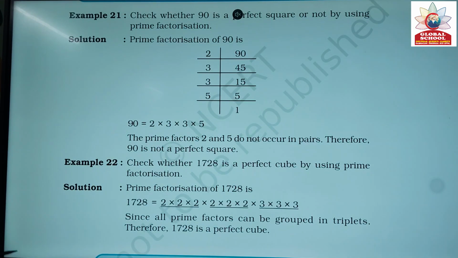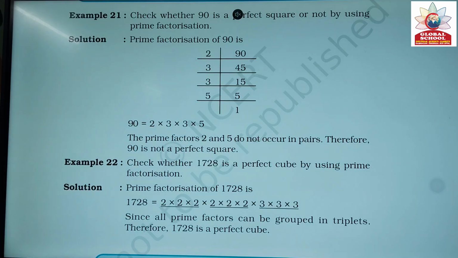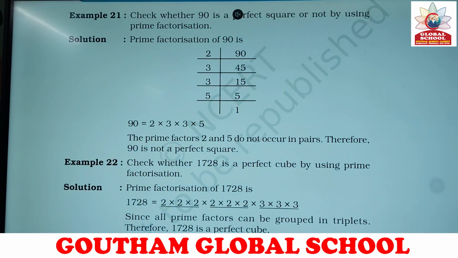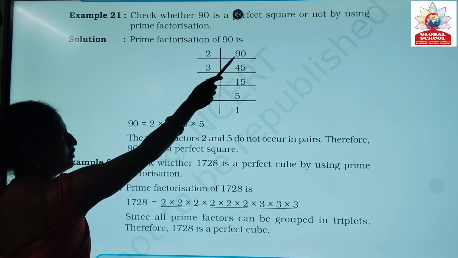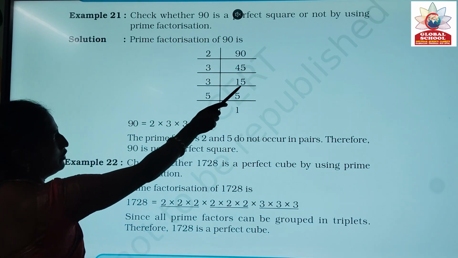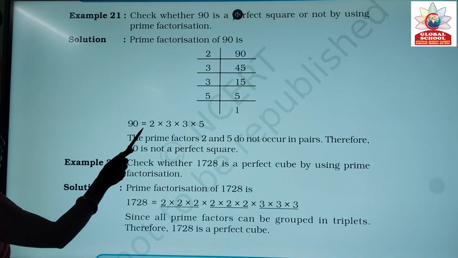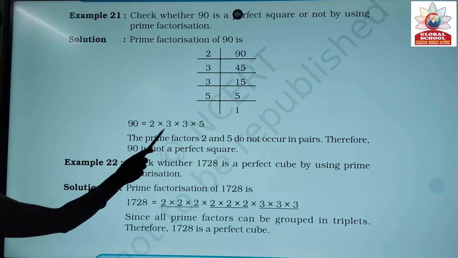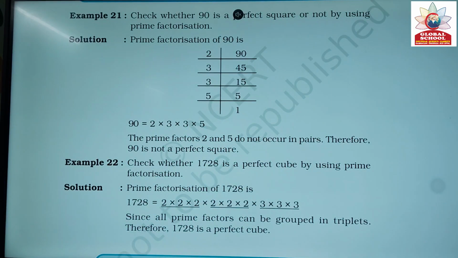Now we studied square and square roots, and on that we are solving some problems. See here, check whether 90 is a perfect square or not by using the prime factorization method. Prime factorization method means we have to take only the prime numbers. 90 is divisible by 2, so take 2 here. 2 nines are 18, so we get 45. Then 3 15s are 45, 3 5s are 15, 5 1s are 5. So what is the product of prime numbers of 90? 2 into 3 into 3 into 5. Here 3 is repeated 2 times, but 2 and 5 are not occurring in pairs. So that's why it is not a perfect square.